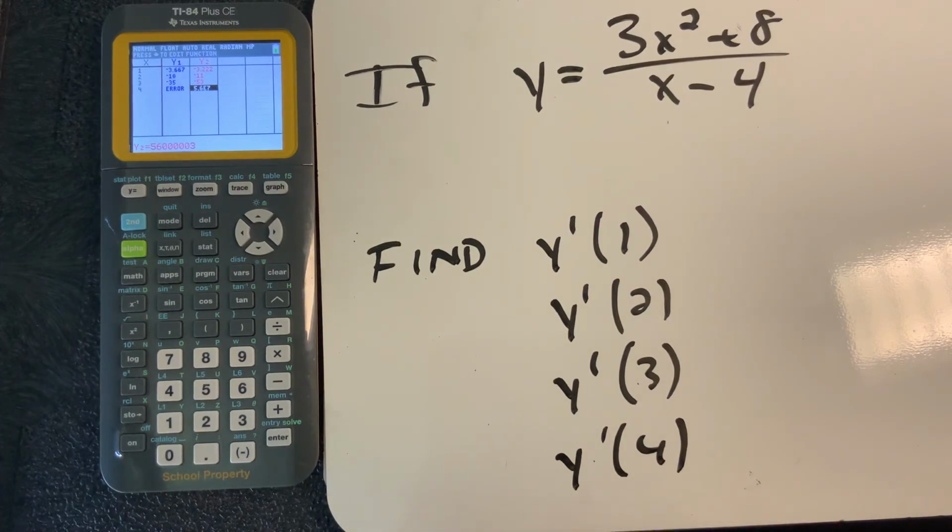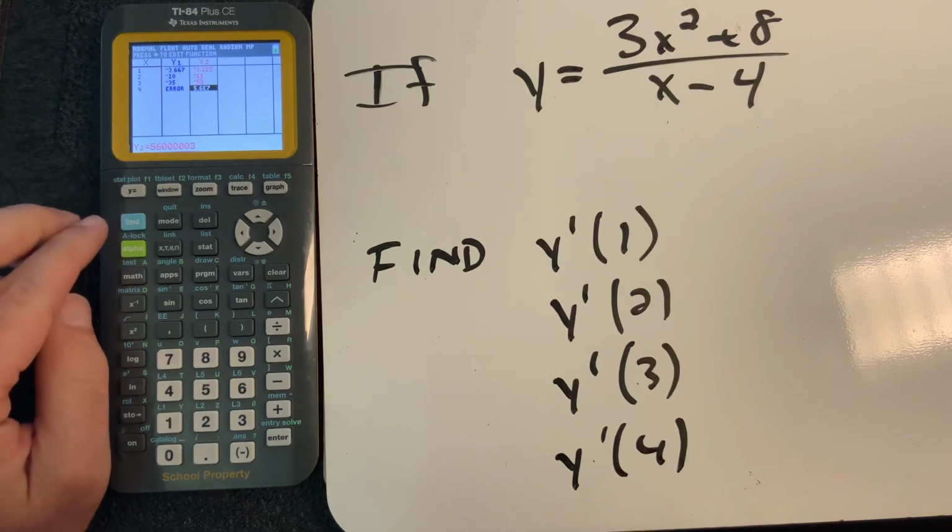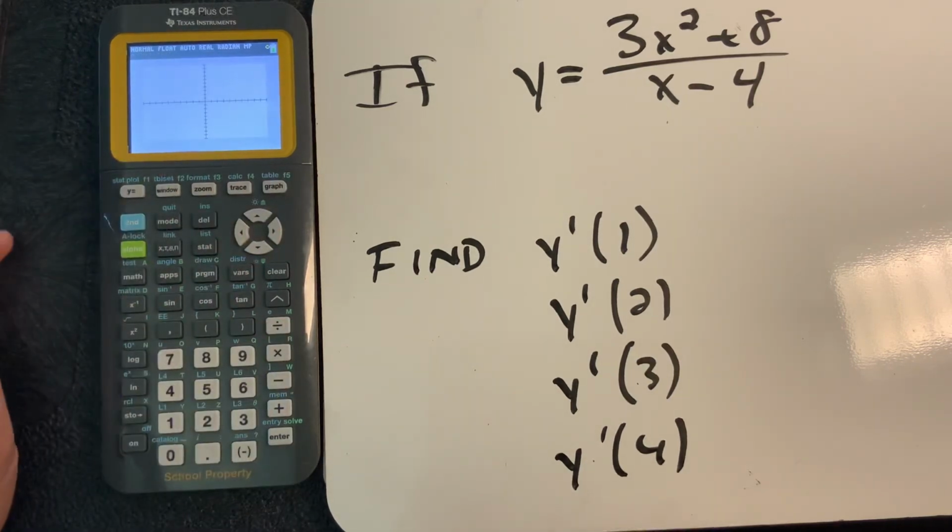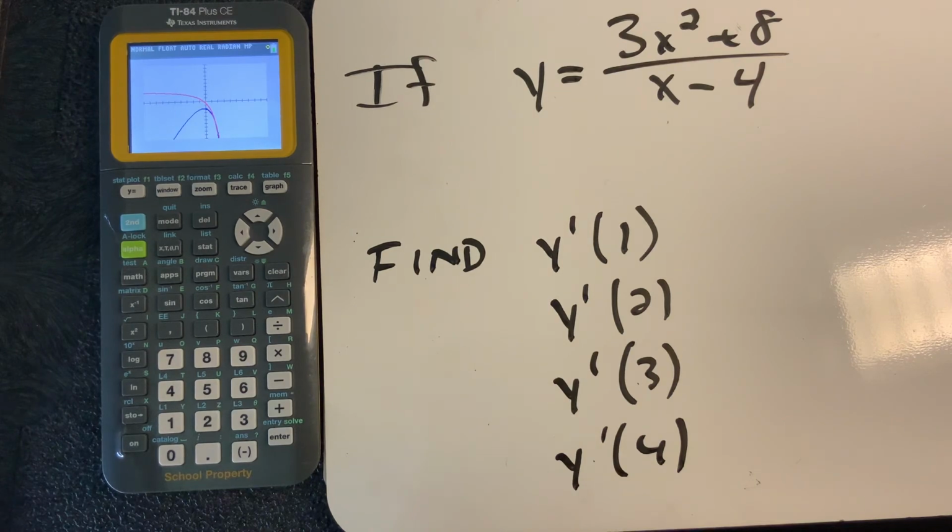So there's a way to use your table. Once again, we could graph it. If I did look at the graph, we should see the original function in blue. And then I believe in red, we're going to see the derivative being graphed. So there you go. That's how you can use your calculator to find derivatives.